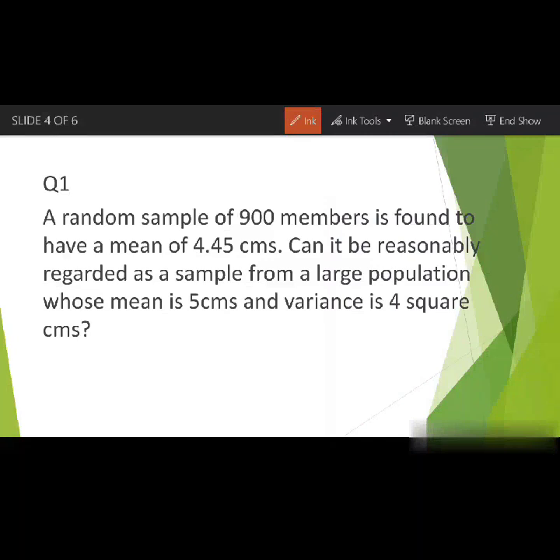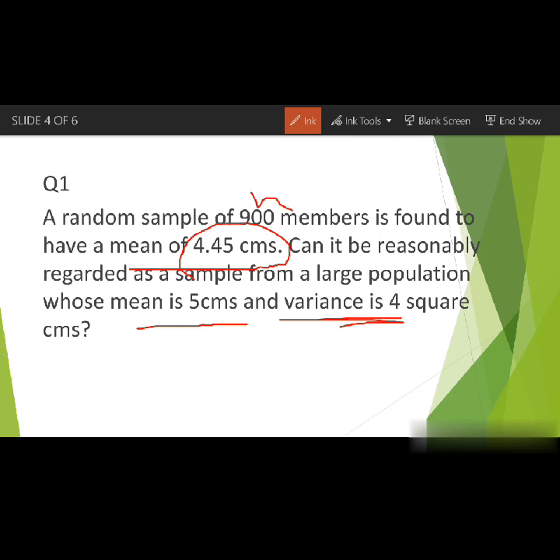Can it be reasonably regarded as a sample from a large population whose mean is 5 centimeters and variance is 4 square centimeters? So here two means are given, so we have to find out which is x bar and which is mu. This is x bar, as it has been given as a random sample. This is n, 900. This is regarded as mu, and this is the variance. So we have to find the standard deviation, which we will do. Variance we don't need in the sums, we need standard deviation.